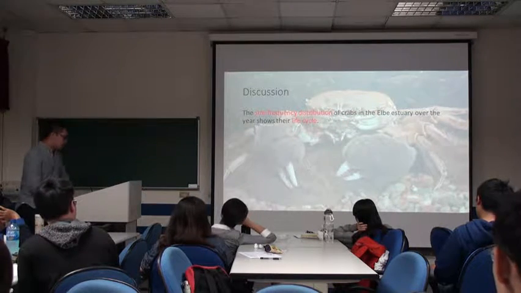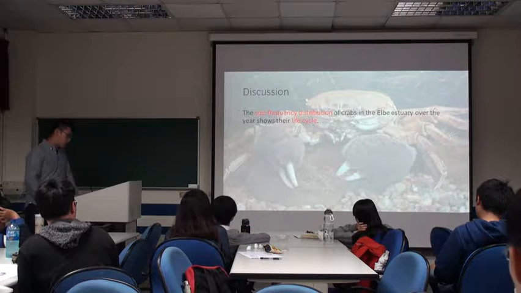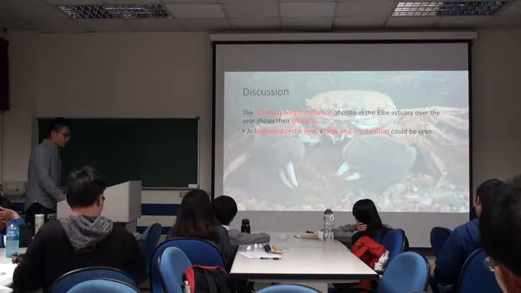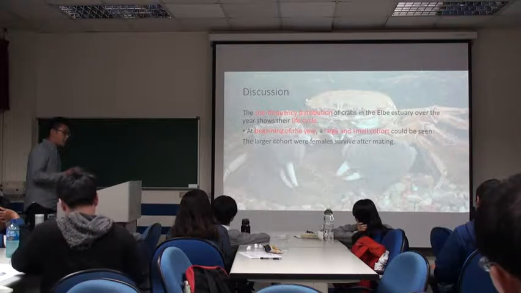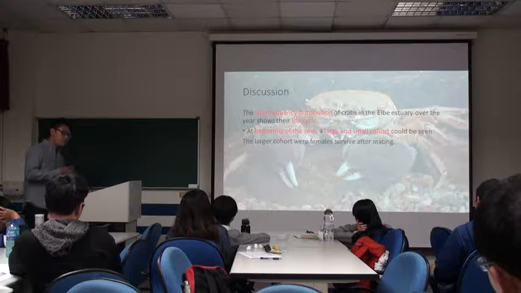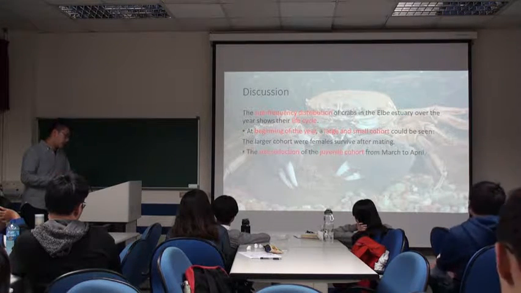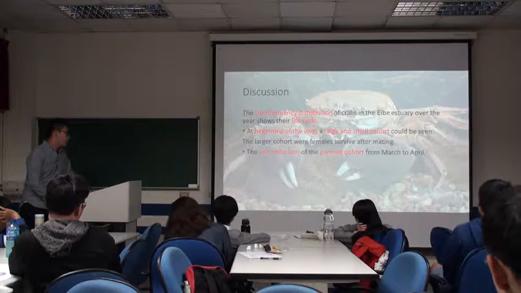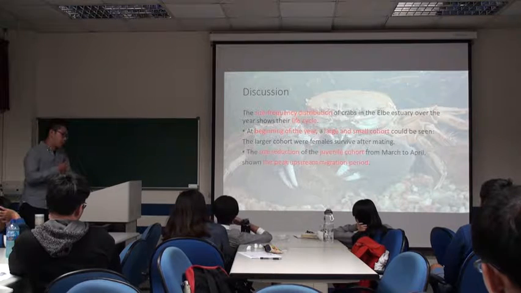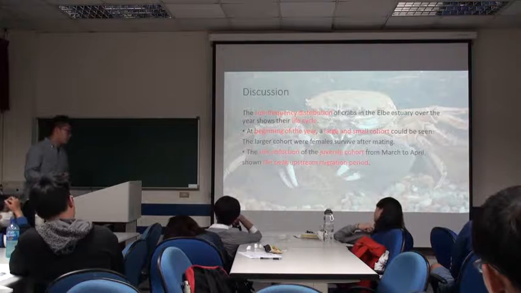And the size frequency distribution of crabs in the Elbe estuary over the year shows their life cycle. In the beginning of the year, a large and a small cohort were seen. The small one, of course, is the newborns, and the large one is the females which survive after mating. And the size reduction of juvenile cohorts from March to April shows the peak upstream migration period, which means the grown-up teenage ones start to migrate upstream.